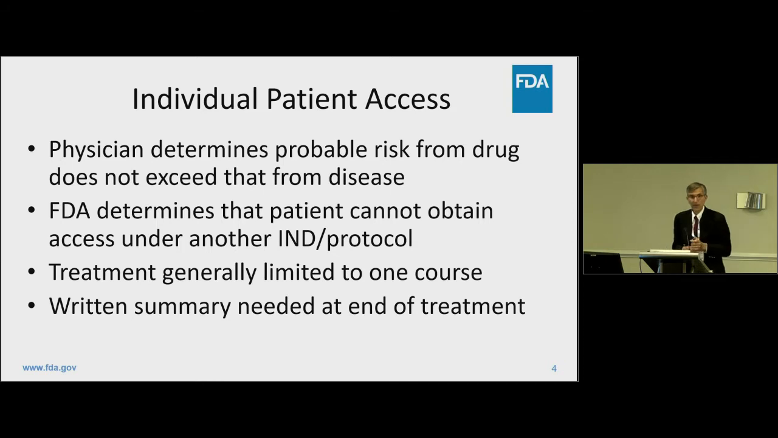So for individual patient access, which is one patient and one request, the physician has to determine the probable risk from the drug does not exceed that from the disease. There has to be a determination that you can't get access under an IND or other protocol. In general, these types of treatments are limited to one course, and at the end of this, we expect to get some type of written summary. The idea being that in some cases we've collected, there are actually approvals that have occurred because we've collected individual patient accesses, and you can put together enough information to actually figure out that a drug is having an effect.